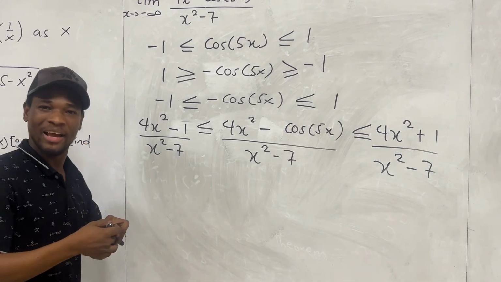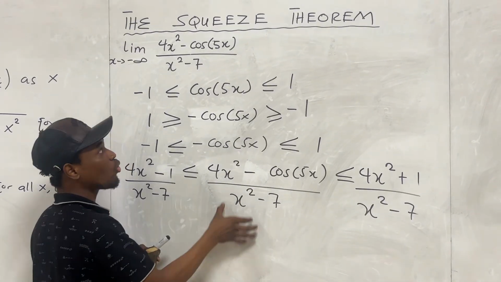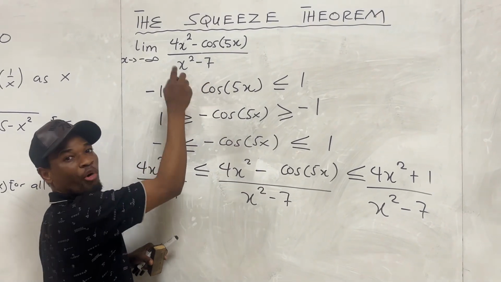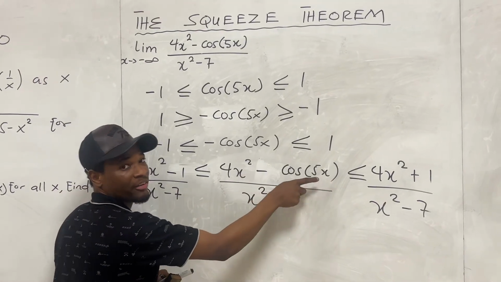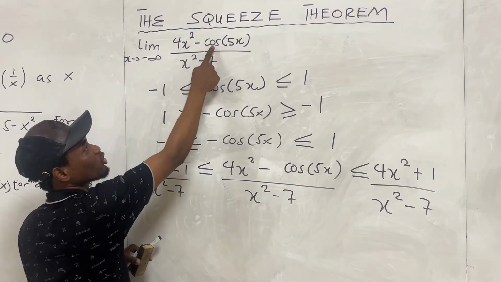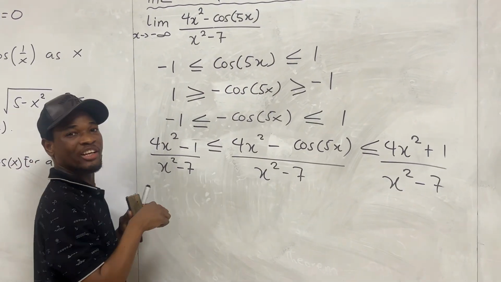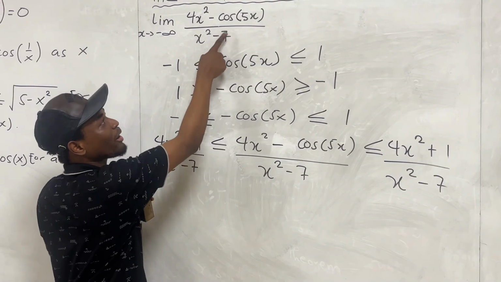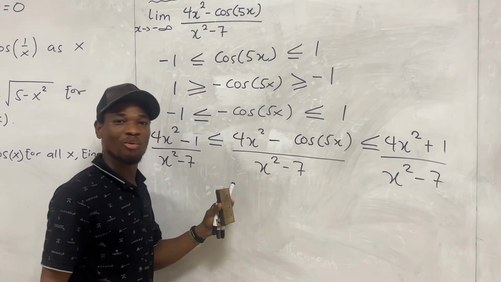Viewers, let's compare again. Is the middle function equal to the body of the question? We have 4x squared minus cos 5x. We don't have any problem, right? Let's consider the denominator, over x squared minus 7. We have x squared minus 7. So we can now proceed.